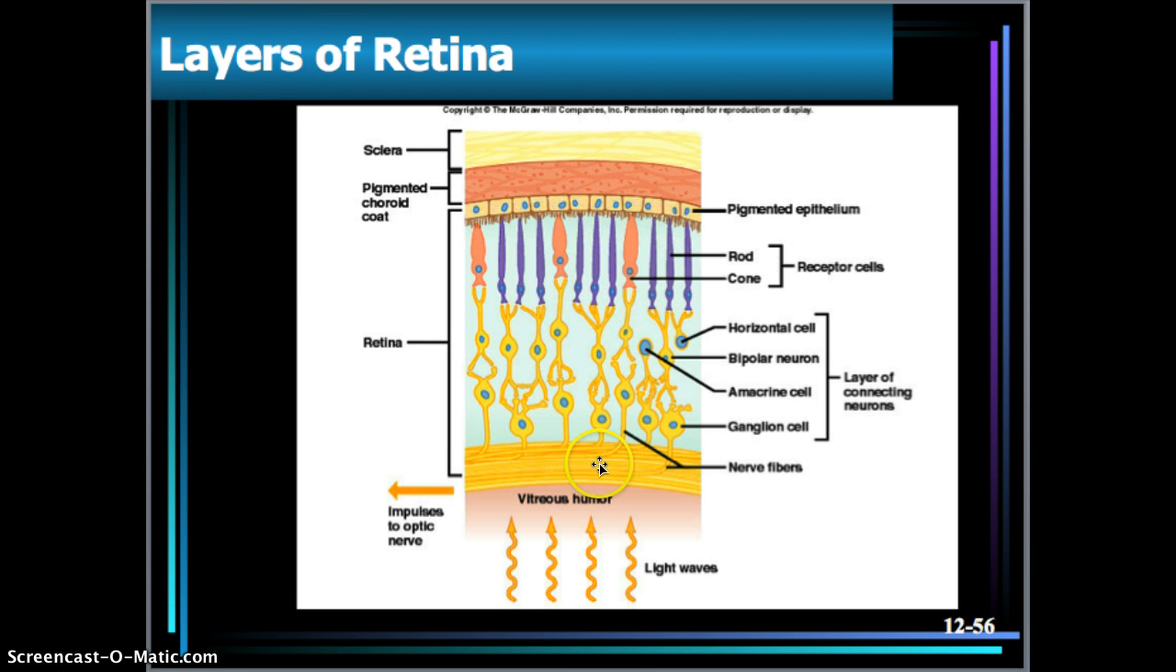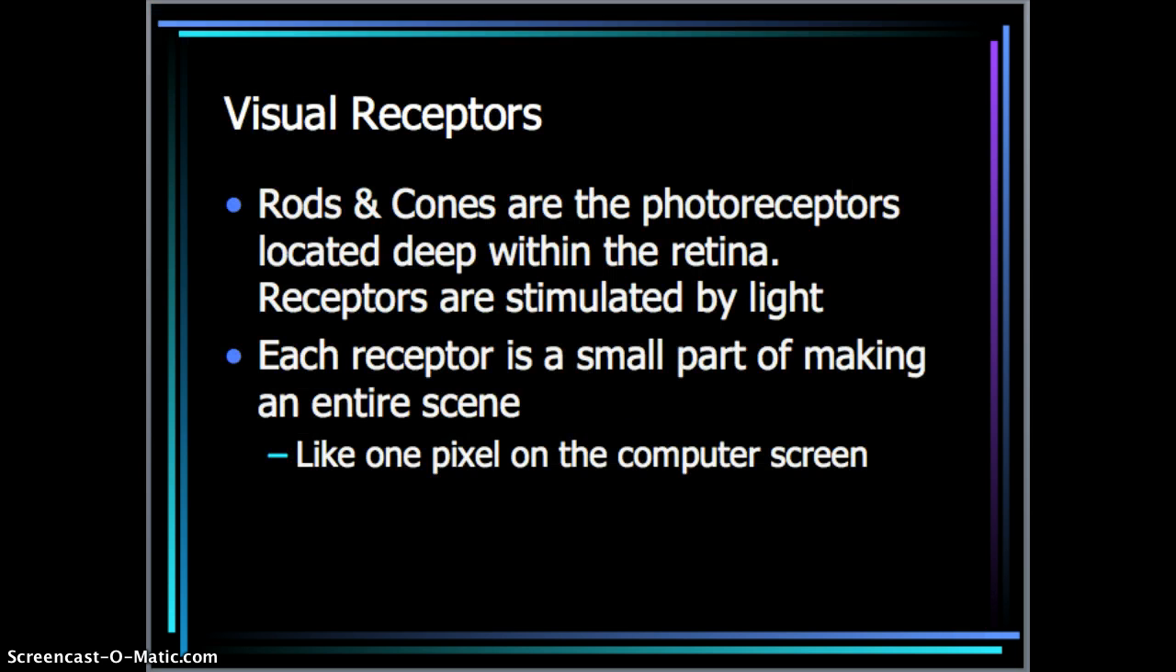We do have a layer of nerve fibers. These are all the axons, and then this is a large layer of connecting neurons, and there are all these different types of neurons here. Those neurons synapse with our receptor cells. We have rods, which are these long purple ones, and cones, which are these fatter pink ones. Those rods and cones have processes, and those processes extend into this pigmented epithelium. That is connected to the pigmented choroid coat, which is also connected to the sclera, which is the very back of the eye.